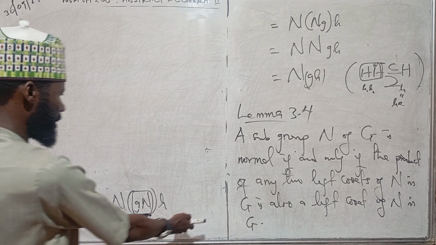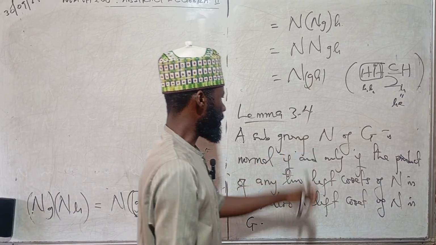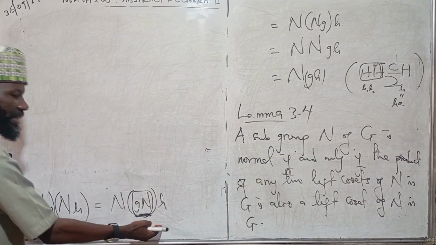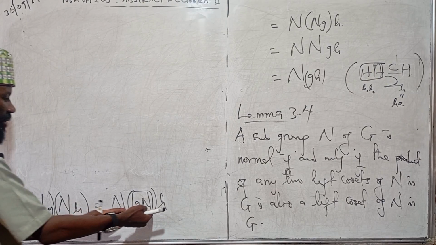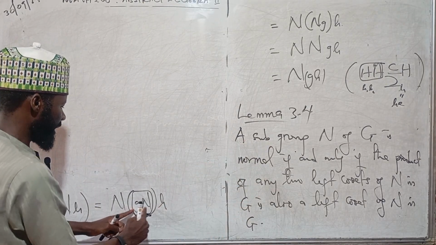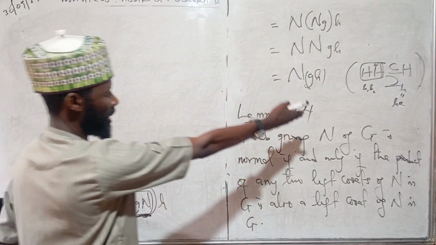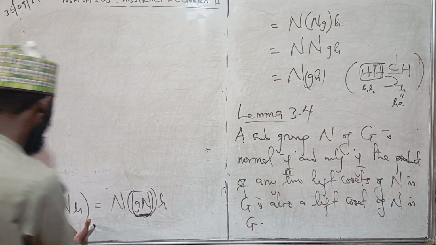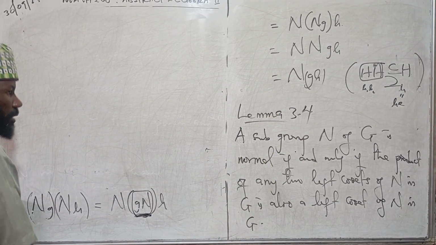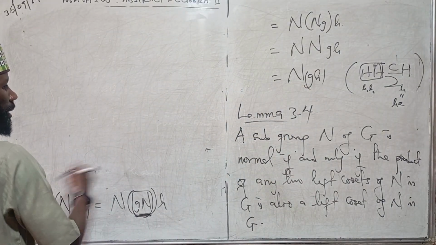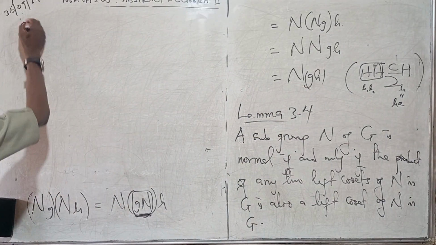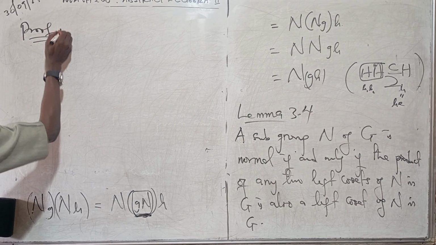That is the proof that if N is normal, then I can do the multiplication like this. I can use the fact that if it is normal, then gN equals Ng, and then I get that the product of two left cosets is equal to a left coset. But then the converse is what is left to be proved.